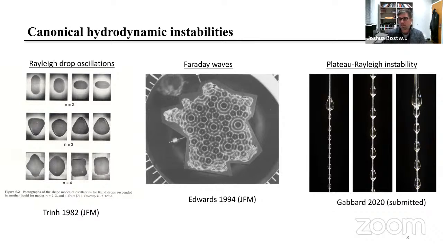And then lastly, the example of the Plateau-Rayleigh instability, which you see on the far right, which is seen in the flow of thin films on fibers. Here, cylindrical interfaces tend to bead up into drops separated by a characteristic wavelength. This is surface tension acting to minimize the surface area of this cylindrical column.